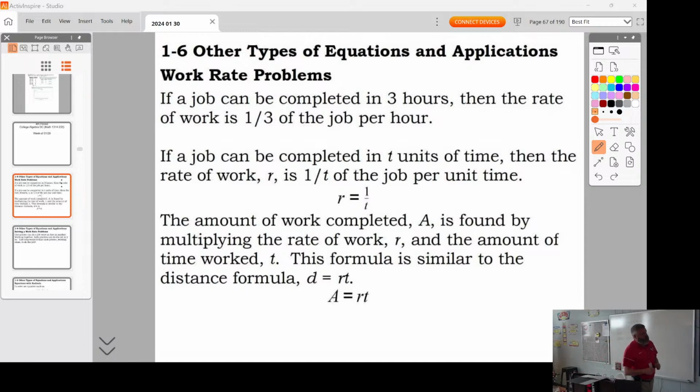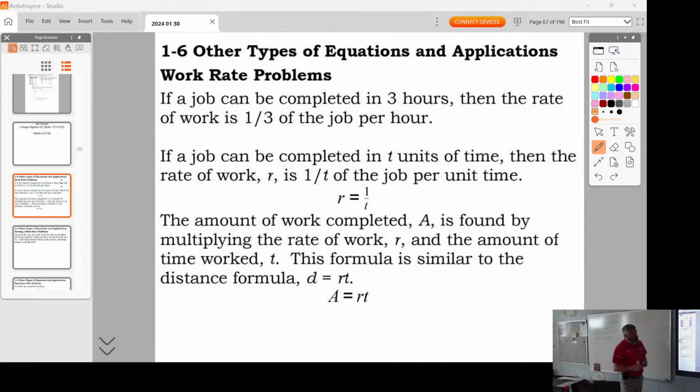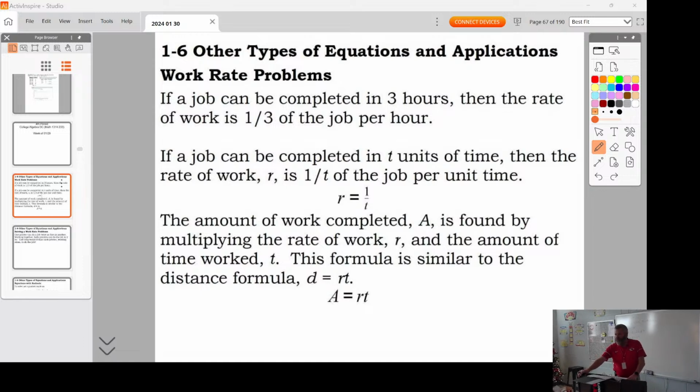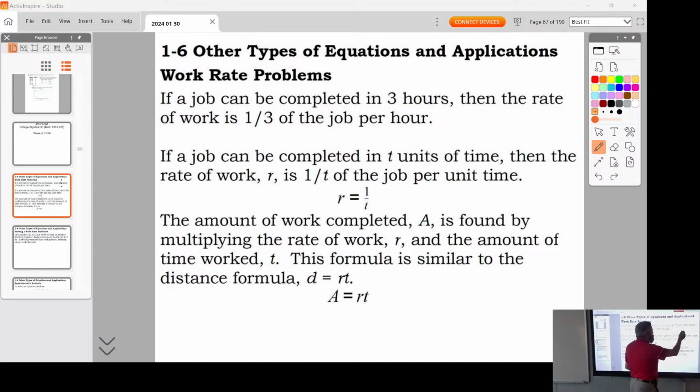So if a job can be completed in T units of time, then the rate of work, R, is equal to 1 divided by T. The amount of work completed, A, is found by multiplying the rate times time. Does that sound familiar? Rate times time, the distance formula, right? So instead of D equals RT, we're saying A equals RT because A represents the amount of work being done. Pretty straightforward.